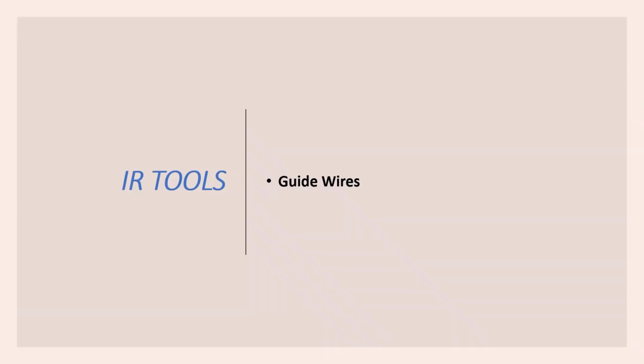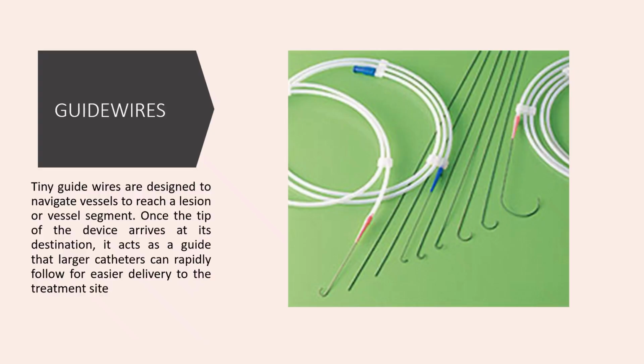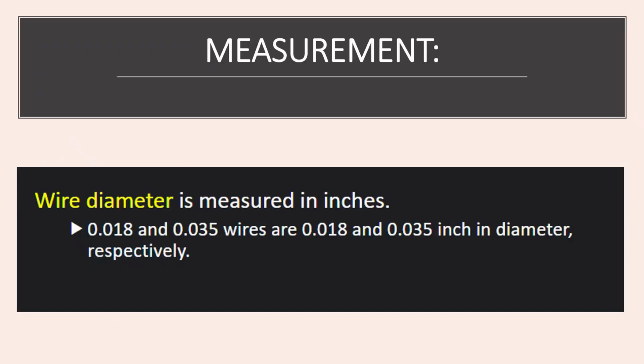For the guide wire, they can be micro wires or the usual wires, and once the tip of the device arrives at its destination, it acts like a guide that larger catheters can rapidly follow for easier delivery to the treatment site. For the wires, we measure the wire diameter using inches. So the cannula is in gauge, the catheters and the introducer sheath are in French, and the wires are in inches.